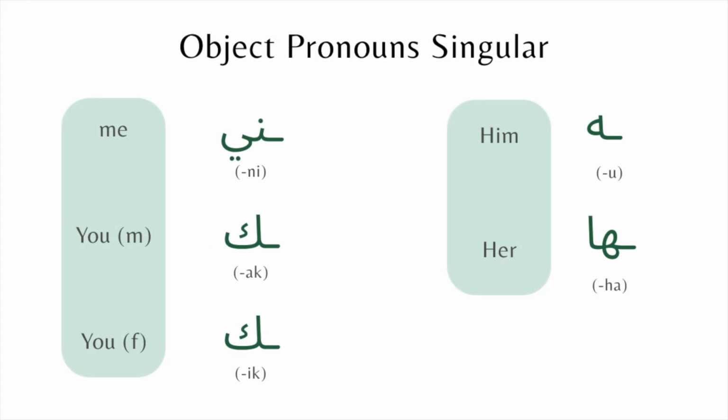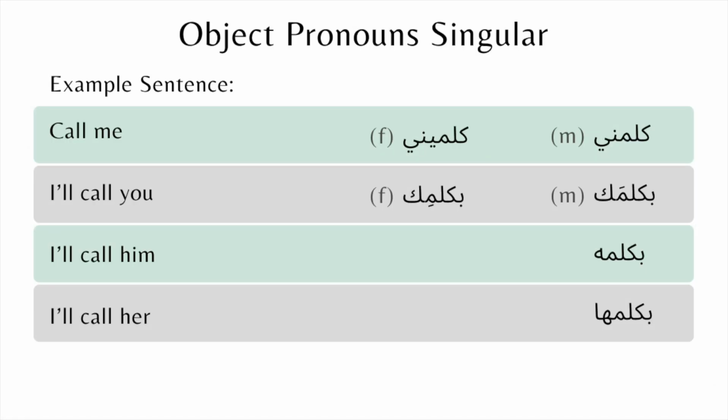Let's start with the object pronouns in the singular form. Remember, these are suffixes, so they are tacked on to a word. For me, it's ni. You, masculine, is ek. You, feminine, is ik. Him is hu. Her is he. Let's try out these suffixes in sentences.